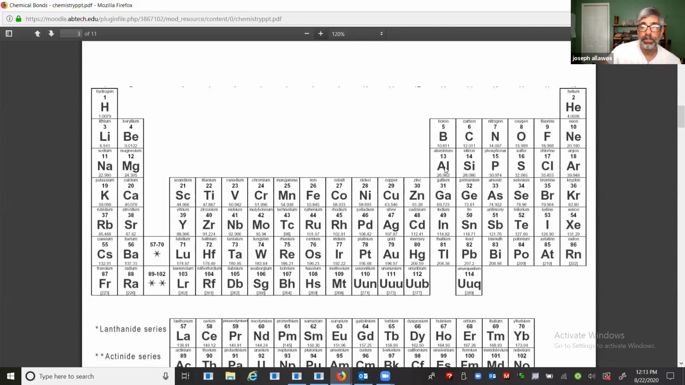And so let's look at a few of these different ones. Let's look at carbon and sodium for now. Okay. You'll notice hydrogen is 1 over here. It's the simplest element. Carbon is 6. Sodium is 11. Okay. Let me show you how we can do this in a drawing.